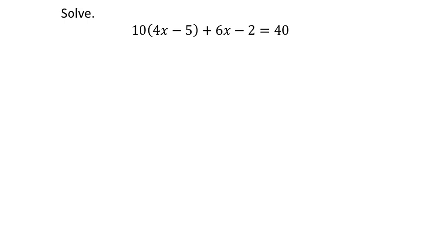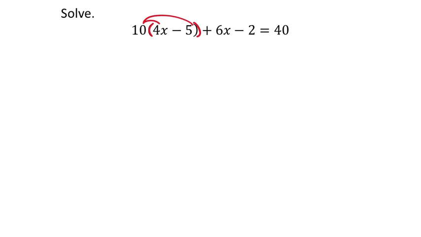So for this one, we now see some distribution. We also see some other stuff with the distribution. So here's a mistake we don't want you to make. We are going to distribute the 10 to the 4x and the negative 5. We do not want you to distribute to the 6x because distribution is multiplication, and we do not distribute where there is a plus sign between this term and the next term. So don't just distribute everywhere. It only goes into the parentheses.